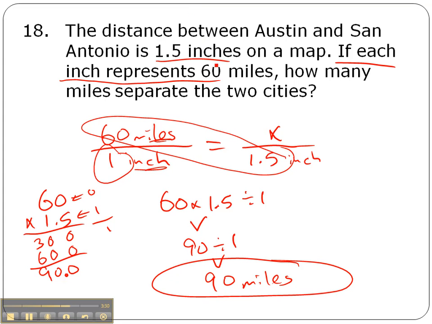And there's probably an easier way to do that. If 1 inch is 60 miles, 1.5 inch would be 60 plus half of 60, which is 30. 60 plus 30 is 90.